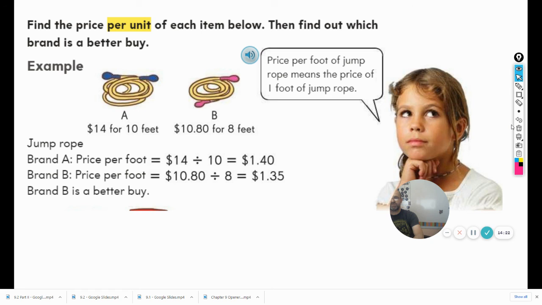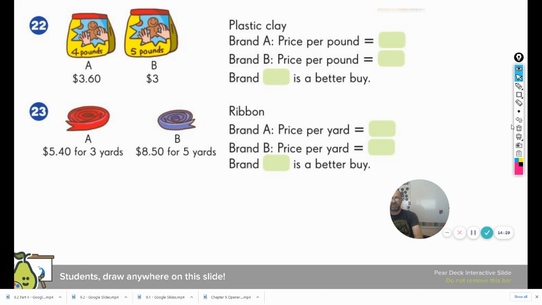Find out which one's the better buy. All right, examine this example. I want to be done soon. All right, wait right here. Let's figure this out.